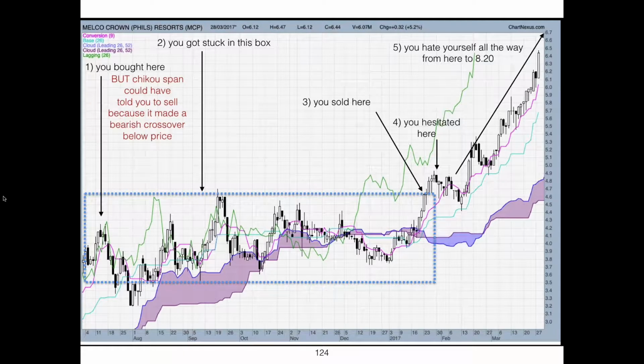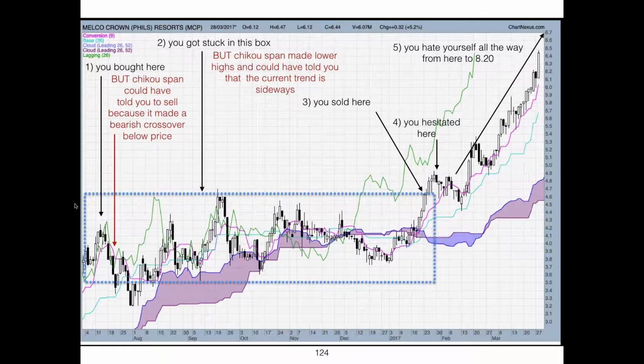Now, in number 1, you bought here, but the Chikou span could have told you to sell because it made a bearish crossover below the price. You see that Chikou span breaking below the price? In number 2, you got stuck in this box, but the Chikou span made lower highs and could have told you that the current trend is sideways. Notice the Chikou span making a lower high.